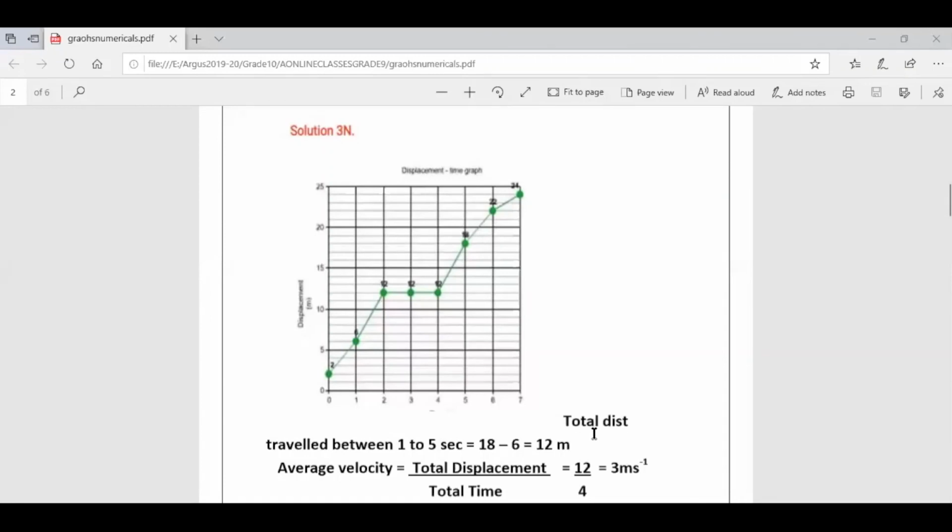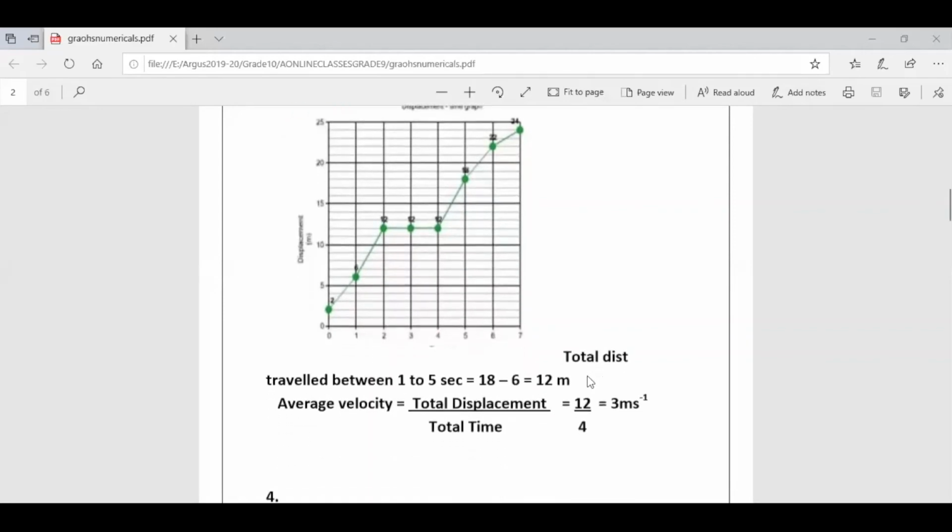Now you have to find the average velocity. So how do I find the average velocity? Now from this, this is your 1 second, and this is the time, 1 second and 5 seconds. So 5 minus 1, 4. So average velocity will be total displacement divided by total time. Total displacement is 12 and total time is 4. So 12 divided by 4, so 3 meter per second will be the average velocity.